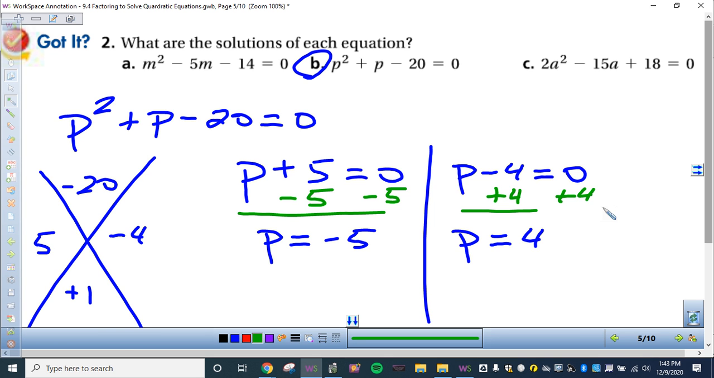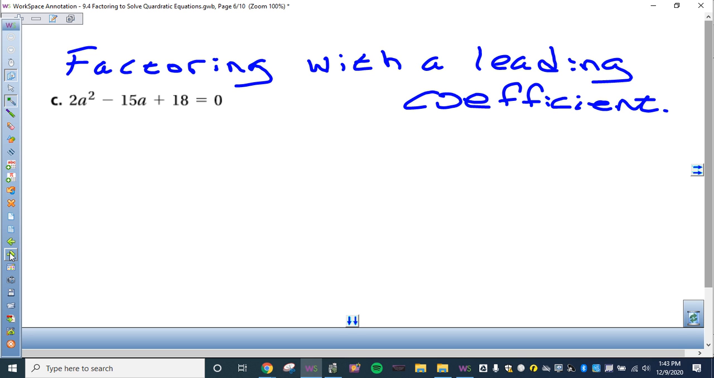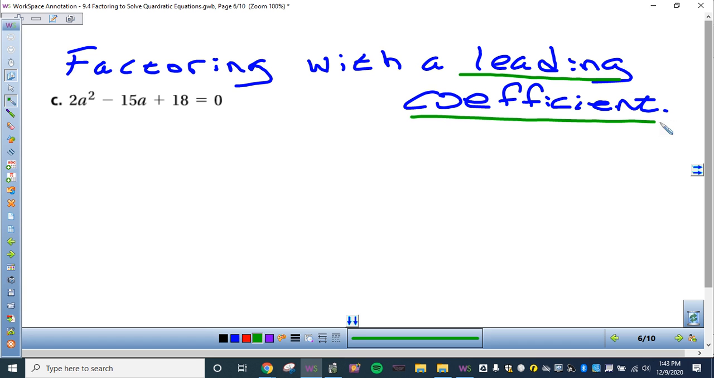Okay? So that's that one. We're going to do C on the next page. 2a squared minus 15a plus 8. So factoring with the leading coefficient. So that begs the question, what the heck does a leading coefficient mean?